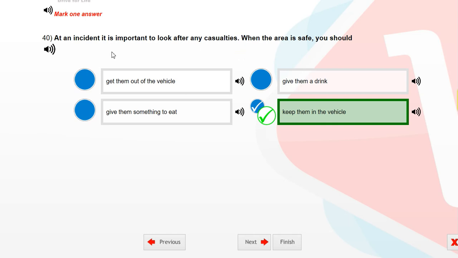At an incident, it is important to look after any casualties. When the area is safe, you should keep them in the vehicle.